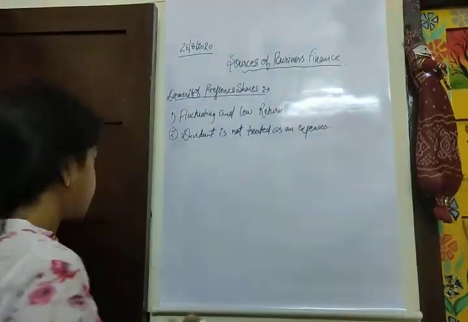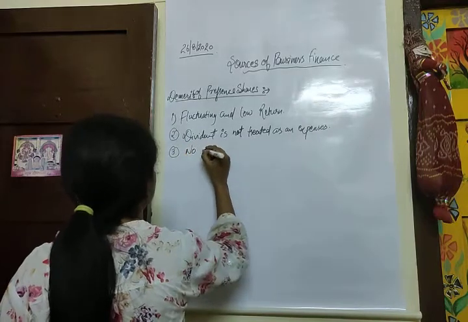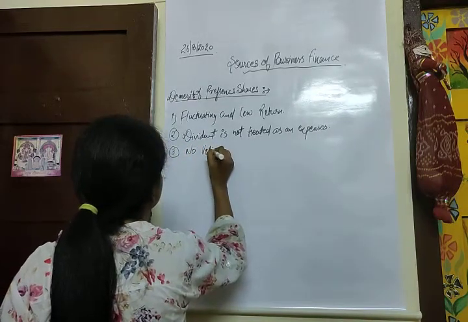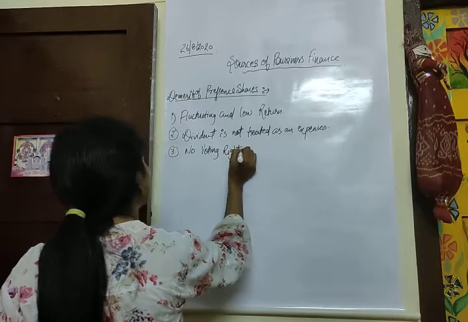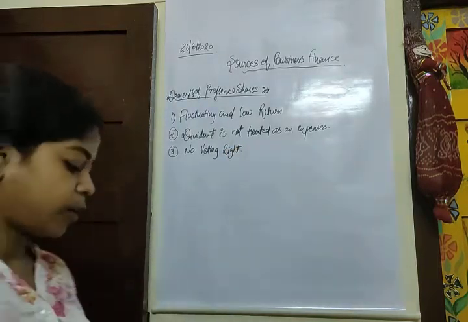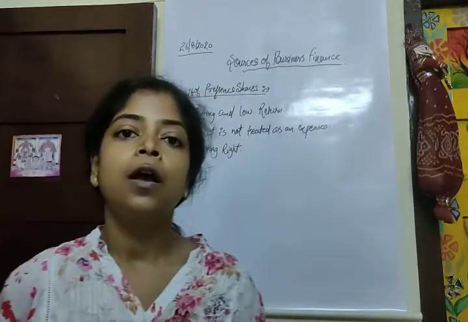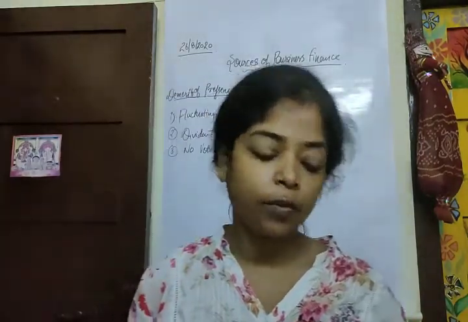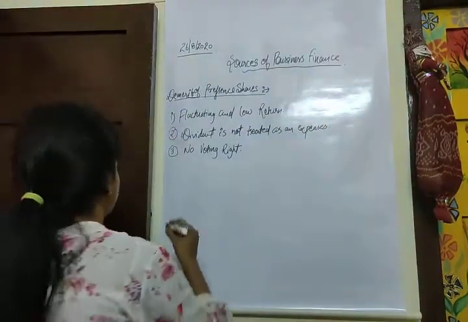No voting rights. There is no voting right for preferential shareholders in the activities of the company. कंपनी की किसी भी एक्टिविटी या किसी भी डिसीजन मेकिंग में प्रेफरेंशियल शेयर होल्डर्स का कोई भी वोटिंग राइट नहीं होगा.